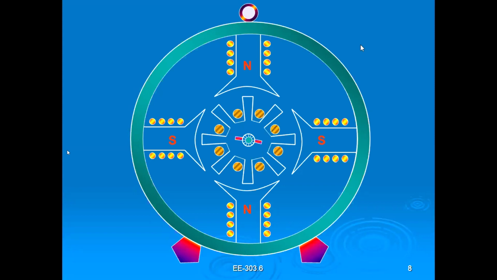So for this reason, you give the DC supply to the coils, and then automatically a magnetic field is created. Am I clear up to now?